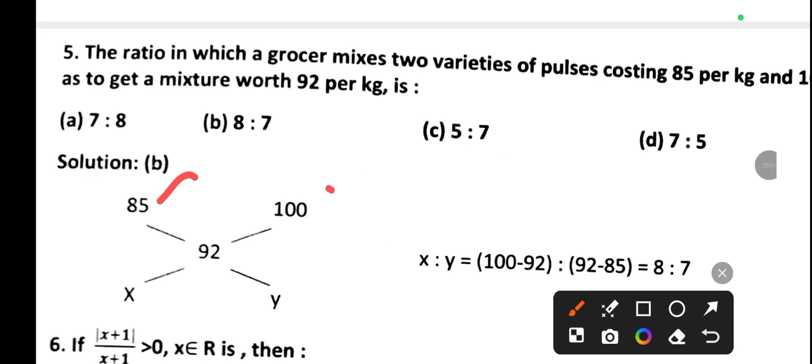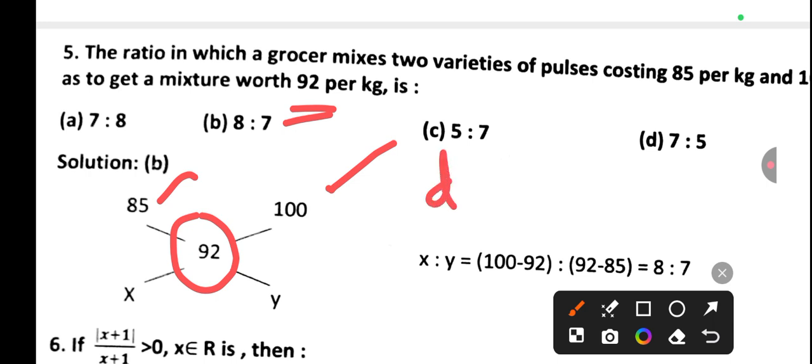Cheaper, then costlier. Okay, cheaper, dearer. 85 is cheaper and costlier is 100. The median, the middle, is 92. So we know the concept: D minus M, this is C, cheaper, dearer. D minus M by M minus C.